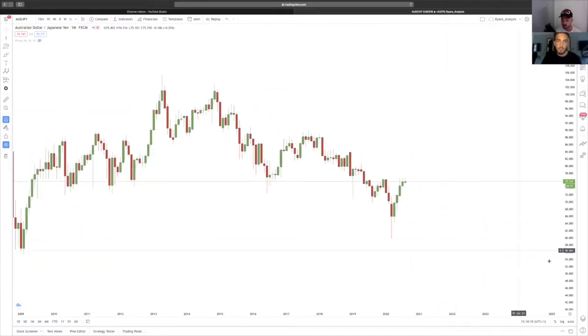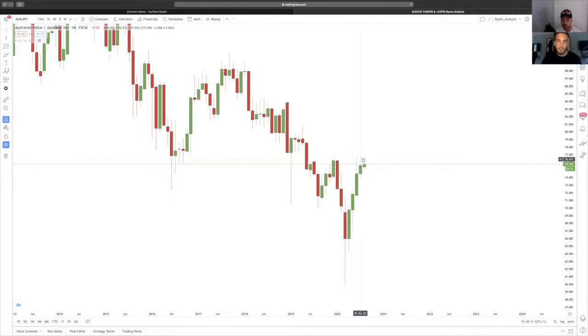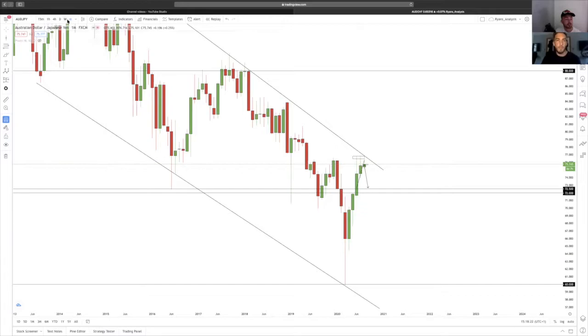Looking at the monthly candles, we are starting to have lots of wicks, equal wicks at this level, which could potentially show that we are rejecting it, ready for another big rally to the downside. Jumping on the weekly chart now.